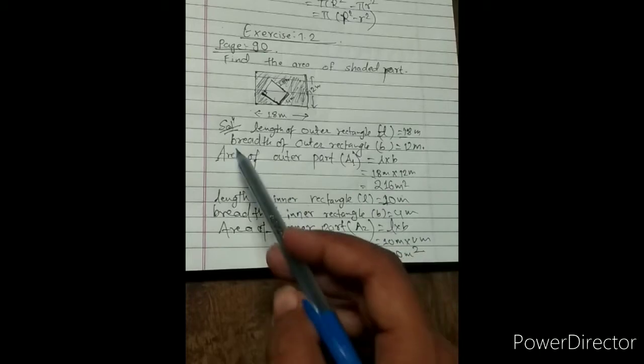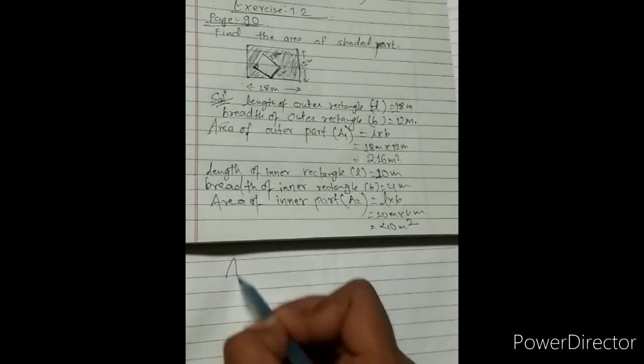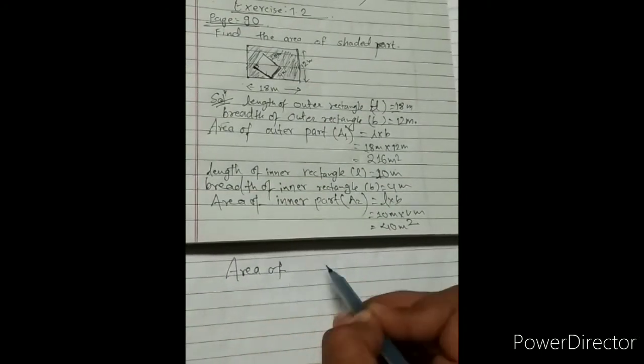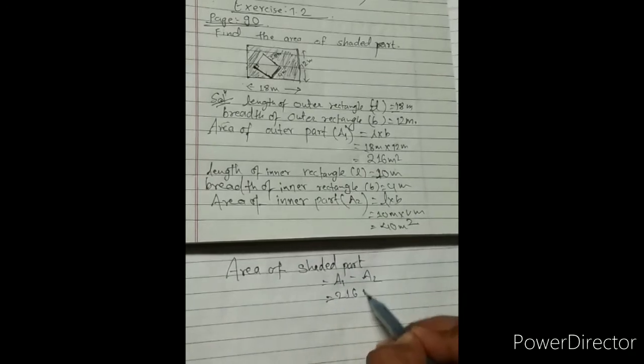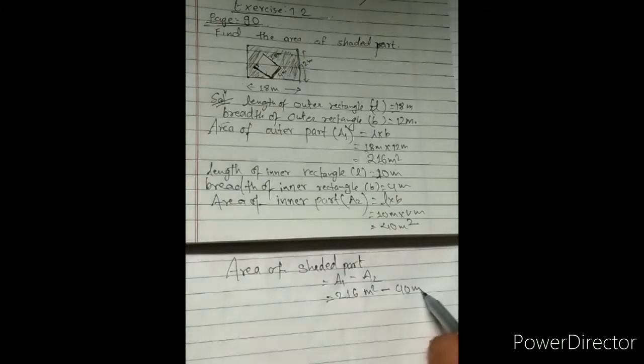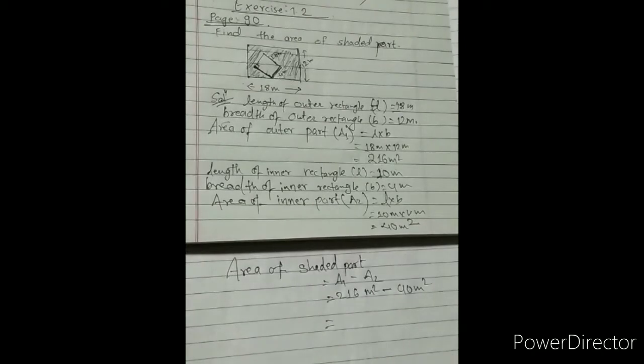Now after getting the area of the outer part and the area of the inner part, you can find the area of the shaded region. Now area of the shaded part, you can find A1 minus A2. A1 is 216 meter square, A2 is 40 meter square. Now 216 minus 40, 176 meter square. Okay.